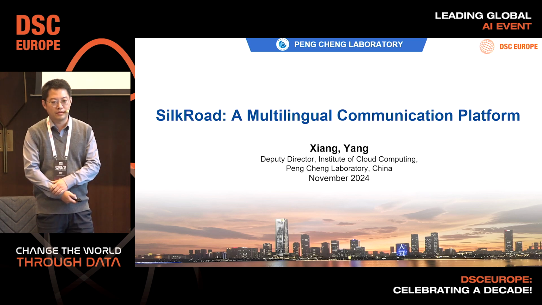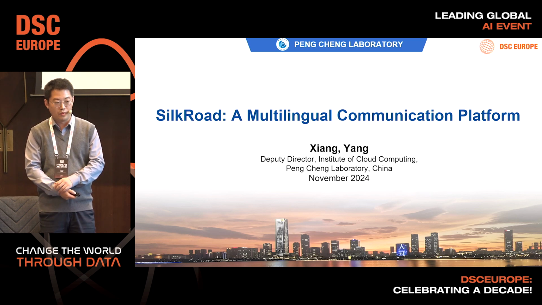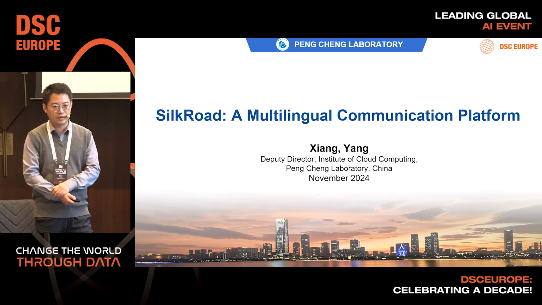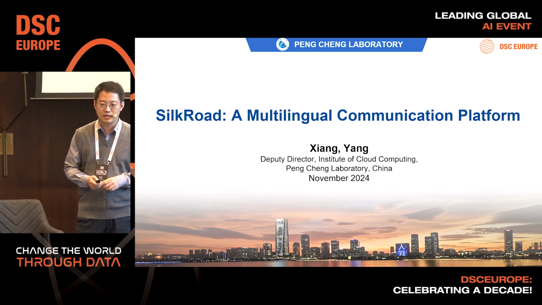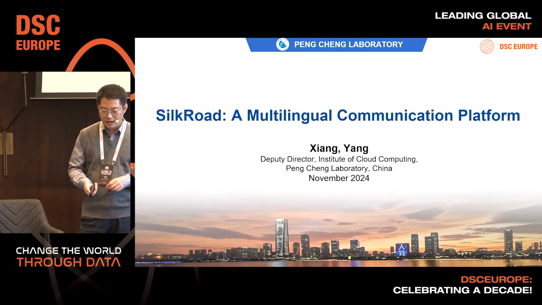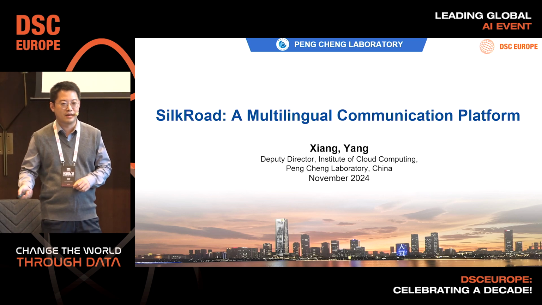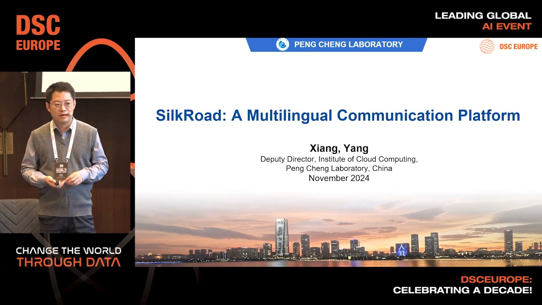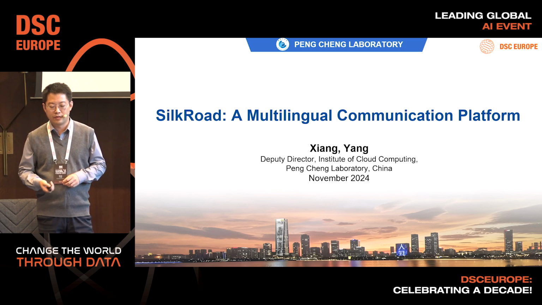Okay, so before introducing the SilkRoad communication platform, I would like to briefly introduce what the Panag Laboratory is. This is where I come from. Panag Laboratory is a national level research institution in China, and its primary research focus includes network communication and artificial intelligence. The Institute of Cloud Computing mainly focuses on artificial intelligence, and we try to build large language models or other artificial intelligence models on top of a large computing cluster. That was what we have done in the past several years.